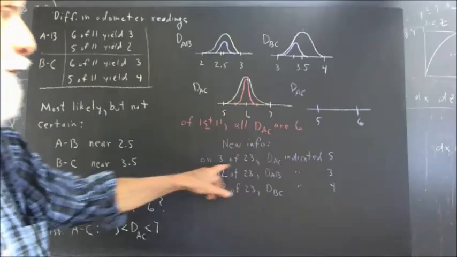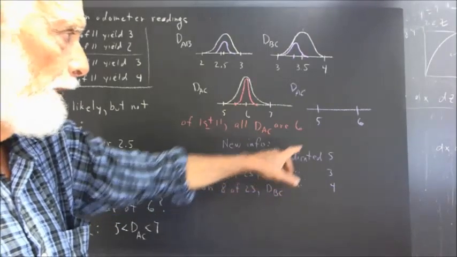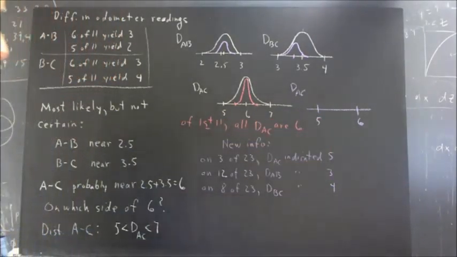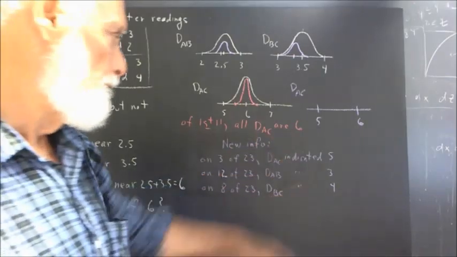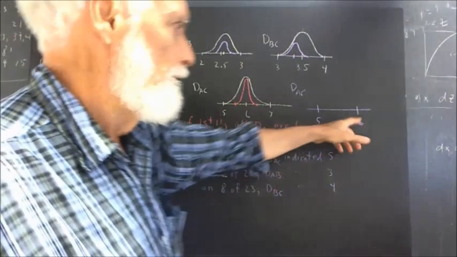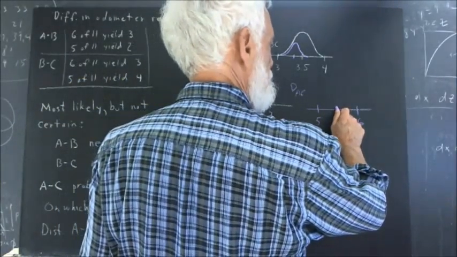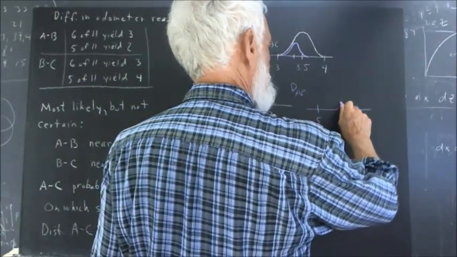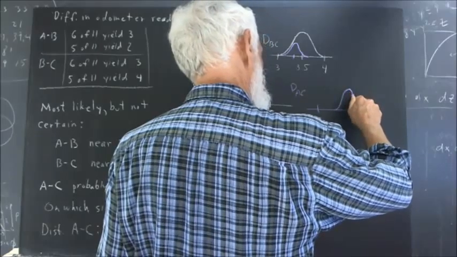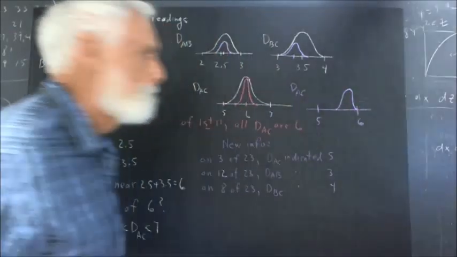On only 3 out of 25 was the distance from A to C indicated as 5. That means almost 90% of the time the distance indicated 6, meaning that we're probably a lot closer to 6 than we are to 5, and maybe we want to draw our curve something like this.